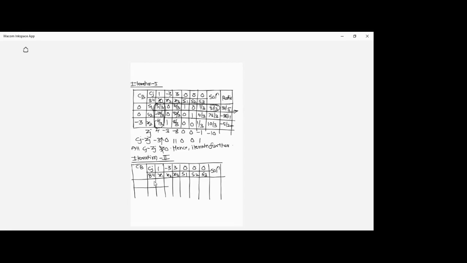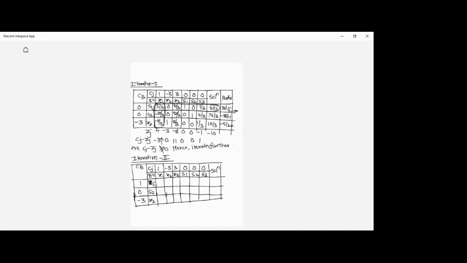So 1, 2, and here we have it as 3. 1, 2, 3. Right, so it is S1. Okay, S1 is going to leave, and X1 is going to get added. So it will be X1. We have S2 as it is, and we have X2. So S1 coefficient is 1, S2 coefficient is 0, and it is minus 3. Right, so let's move ahead.